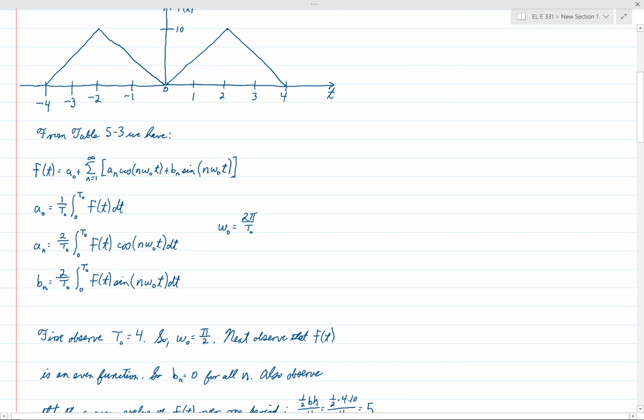So the first thing we're going to observe about this function is that t0, the fundamental period, is equal to 4. And you can see that because if you take any value here, let's say -1, now admittedly the function will have that value again just 2 time steps later at +1. But that doesn't mean that 2 is the period here, because let's think about a counter example.